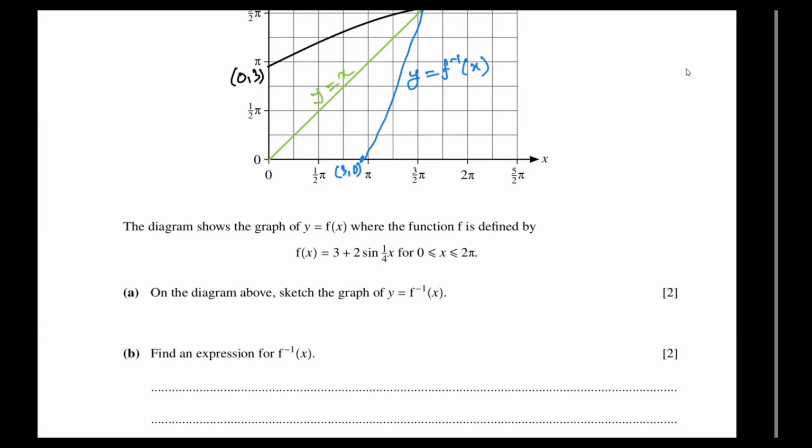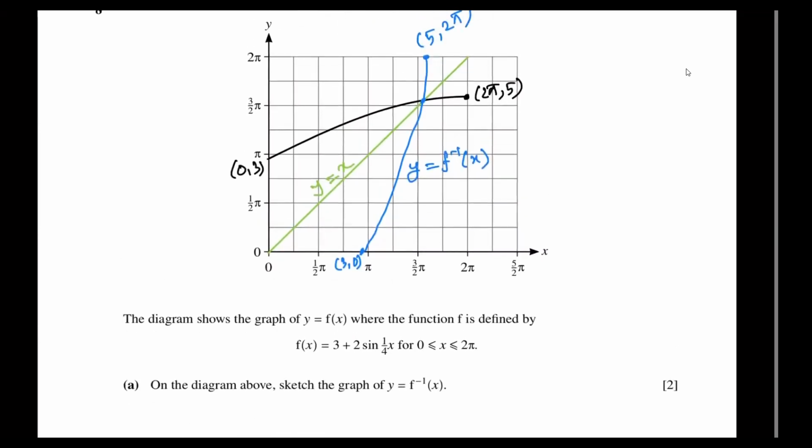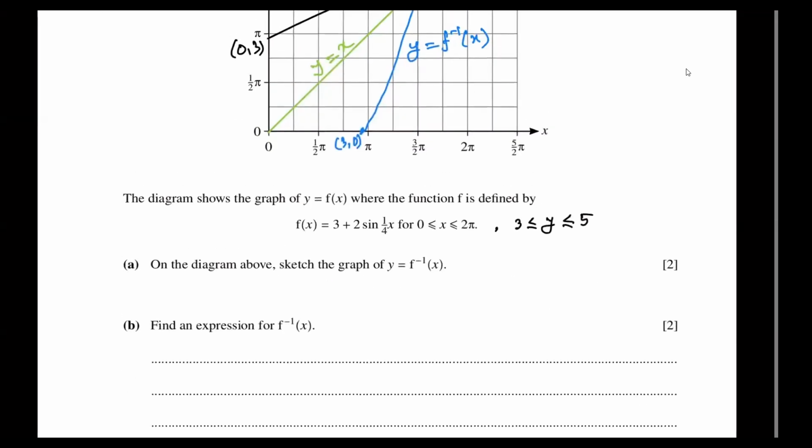Before we move on to part B, if you look at the graph of y equal to f(x), what is the range of f(x)? Here you see the least value is 3 and the greatest value is 5. So 3 to 5 inclusive. That's the range of y equal to f(x), which will be the domain of f inverse x.